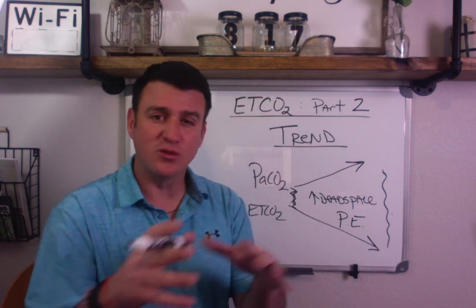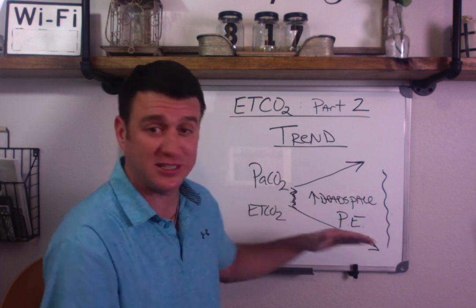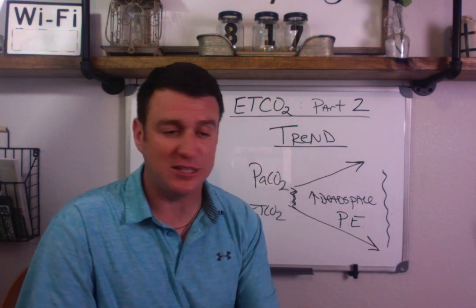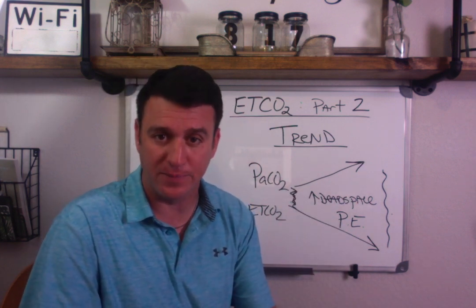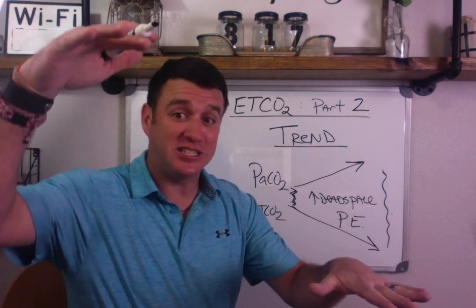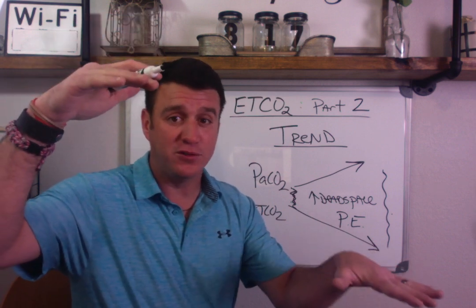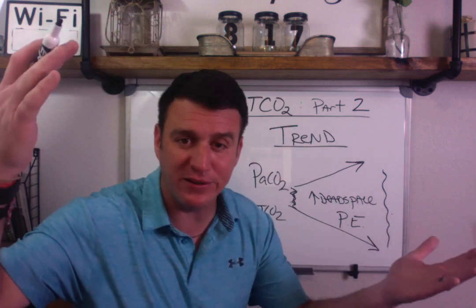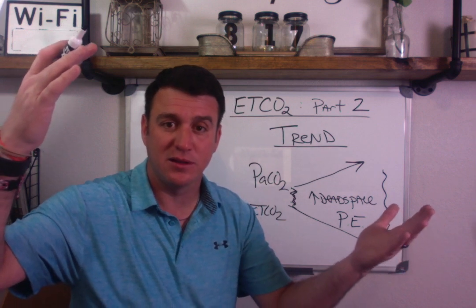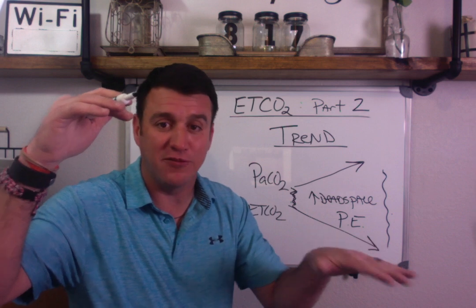Okay? Now there's one other thing here. A decreasing cardiac output could also cause this to happen. But think about what happens if you have a decreasing cardiac output. You have perfusion going down, ventilation stays the same, and ventilation starts to exceed perfusion. And that's the definition of dead space. Dead space is ventilation in excess of perfusion.